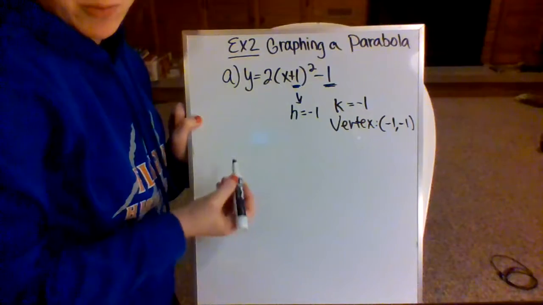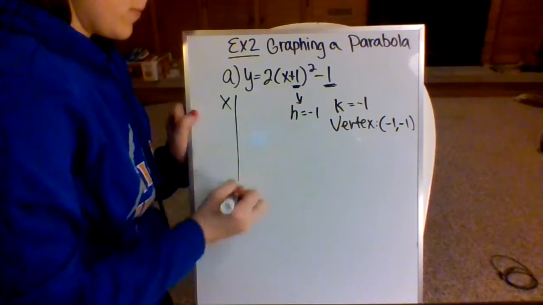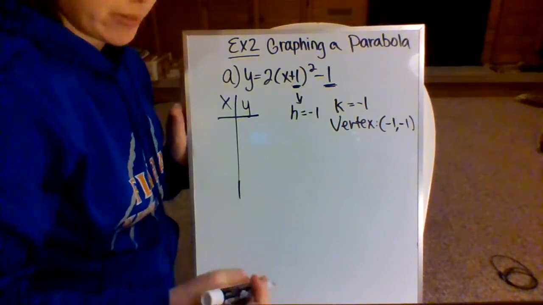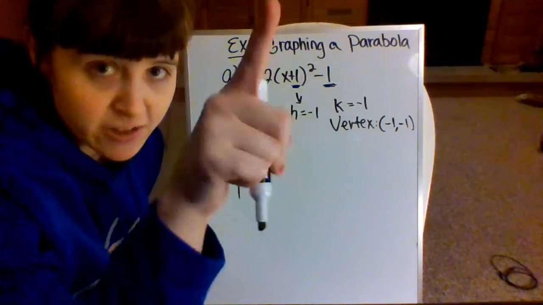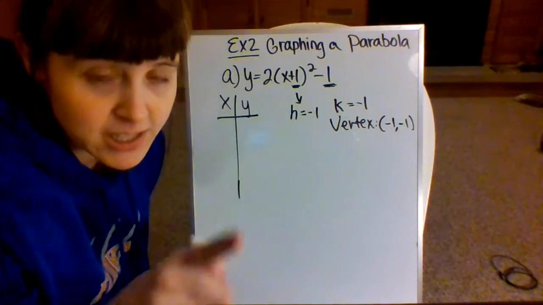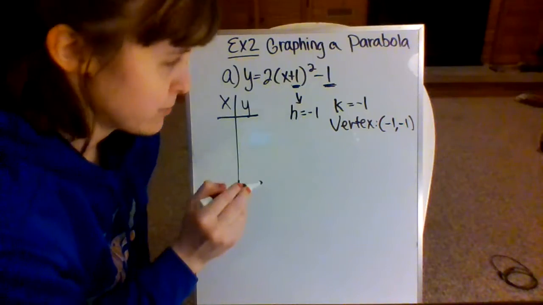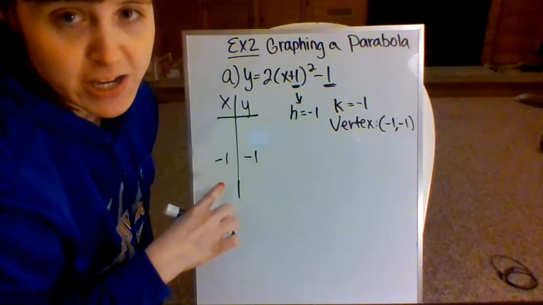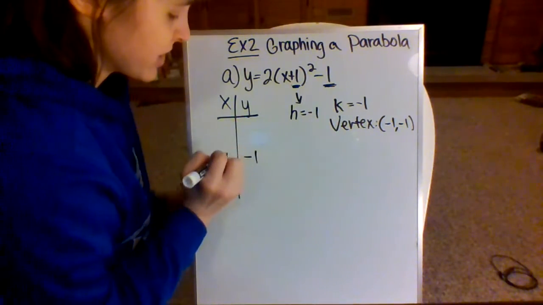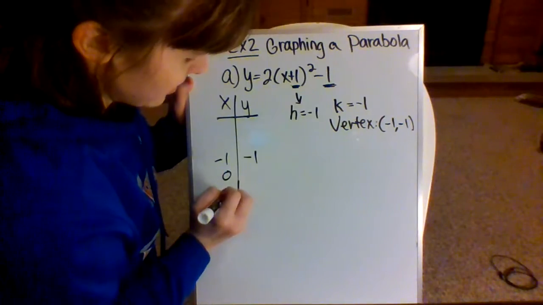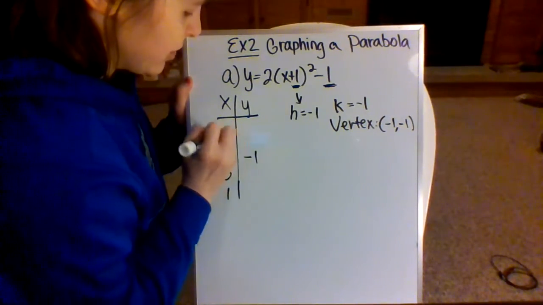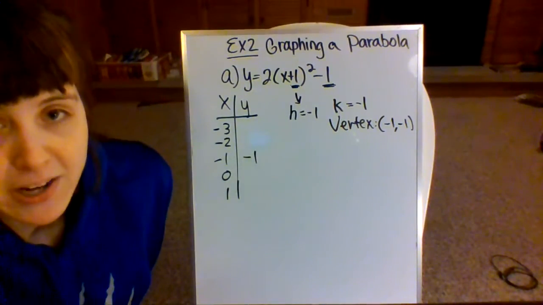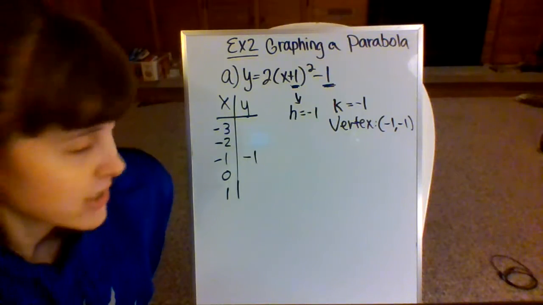Okay, so now we're going to make a table of values. We're going to put our vertex at the center of this table because a parabola is a U-shape, and your vertex is either the lowest point or the highest point. So you want the vertex to be at the middle of this table. We're going to pick some x values that are on either side of negative 1. So for instance, we're going to pick 0, 1, and negative 2, negative 3. So that's what I mean by on either side of the vertex.